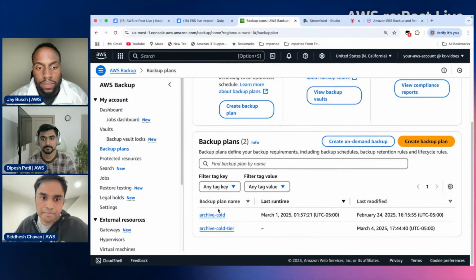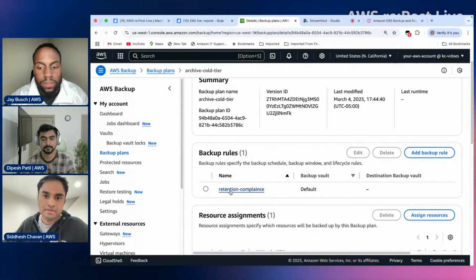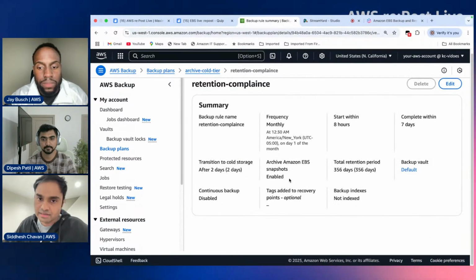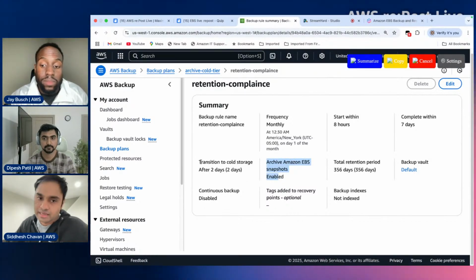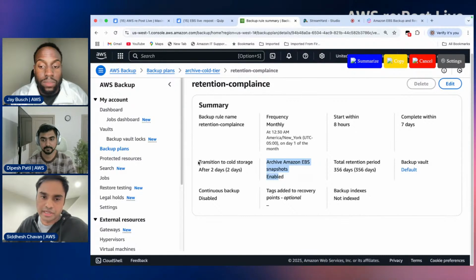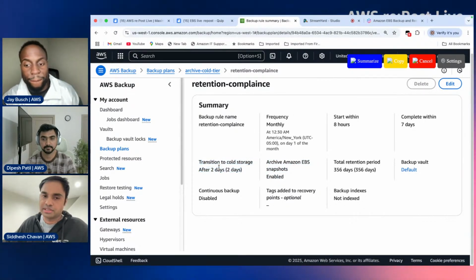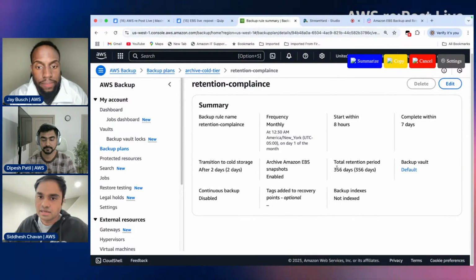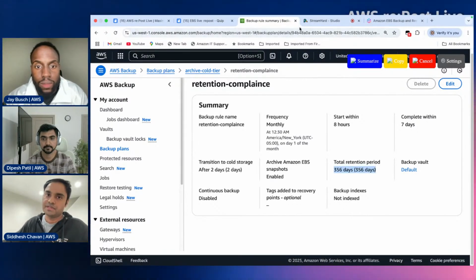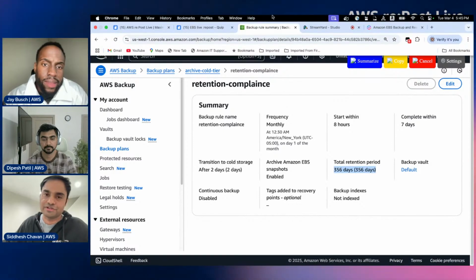And under backup plan, my archive to cold tier backup has been created. And you can see here, archive Amazon EBS snapshot tier is enabled. And it basically gives summary of this particular storage tier, like backup plan, like transition to cold storage after 2 days of taking snapshot. Start within 8 hours of the time frame mentioned. Complete within 7 days. Total retention is 1 year. So yeah, that's about it, about AWS backup service for you.